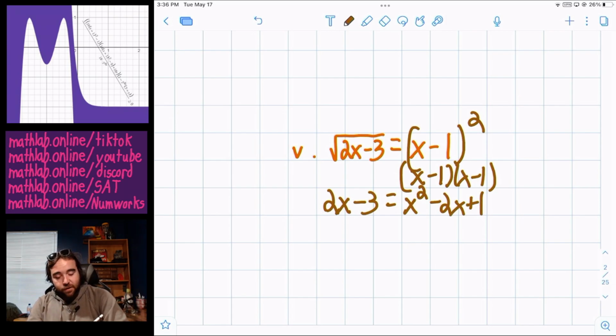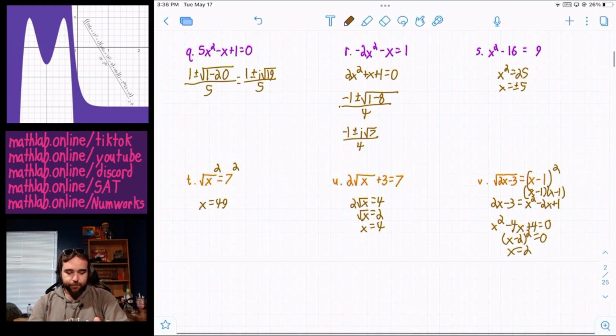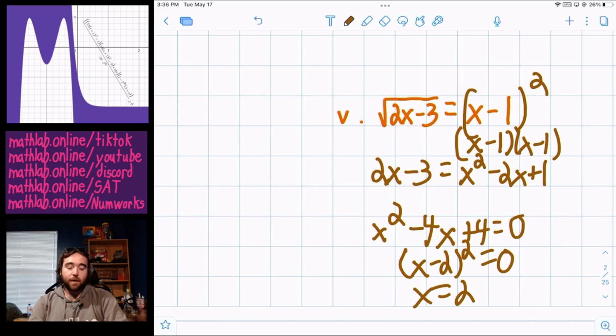And then from there, we still got work, so we move everything to the right so that we can set it equal to 0. And then luckily, this time we can factor. So x minus 2 squared equals 0, x equals 2. And we got to make sure it works technically. And we see that if we do that, we get root 4 minus 3 equals 2 minus 1. So that's all good.